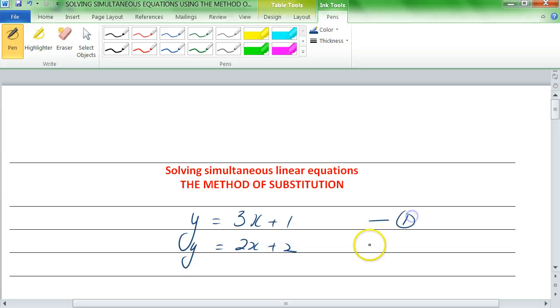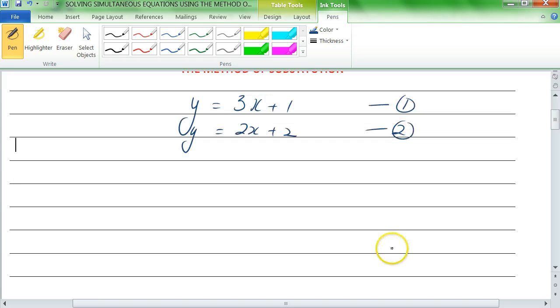Normally, we call these equation 1 and 2 to label them. In this method, we're going to substitute equation 2 into equation 1. Now, equation 2 tells us that y is equal to 2x plus 2, so we substitute this value of y up into equation 1. By doing that, we'll have 2x plus 2 equals 3x plus 1. Now we do some algebraic manipulation to solve this equation for x, because it only has one unknown quantity in it, which is x. So we have one equation, one unknown, and we can solve it.